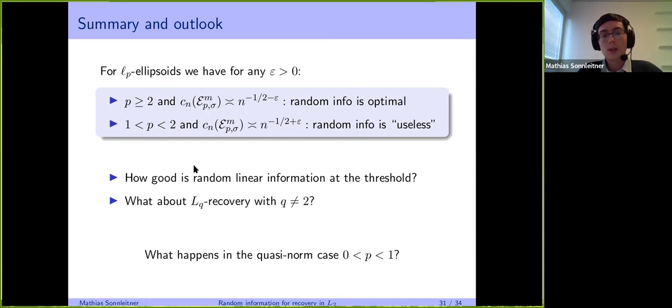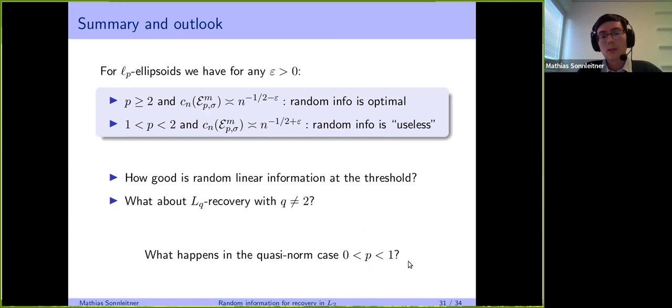and it would be interesting to know this at this threshold. And it would also be interesting to know about cases of Q recovery with Q not equal to two. And we also do not know exactly what happens in the quasi-norm case where zero is smaller than p, is smaller than one.